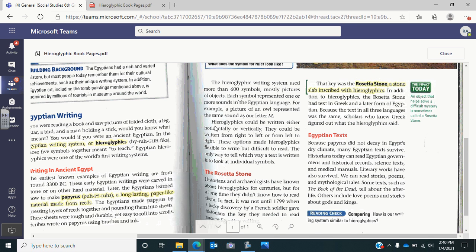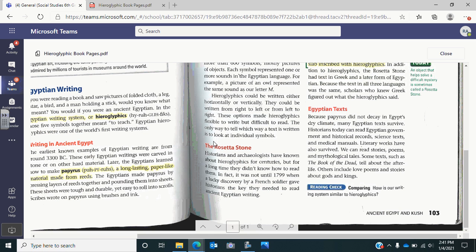Now, when they're writing them horizontally, they could go from left to right, like ours, or sometimes they might go from right to left. Or sometimes you would read it from top to bottom, but sometimes you'd read it from bottom to top. So these options made hieroglyphics flexible, meaning they had different ways they could write it, but very difficult to read. The only way to tell which way a text is written is to look at the individual symbols.